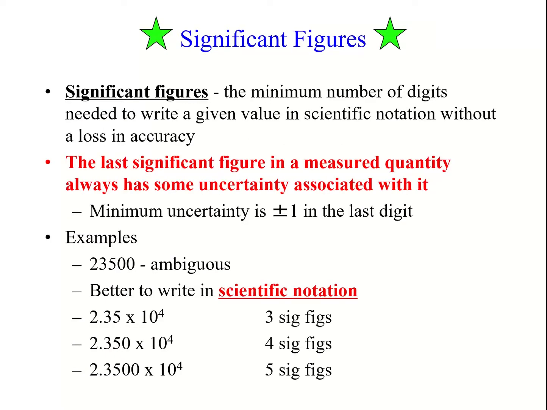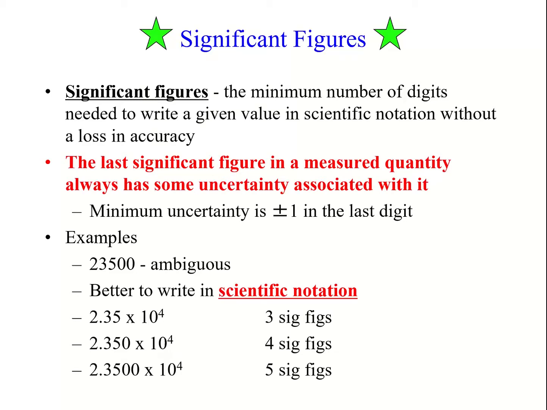And now let's review rules for significant figures. Significant figures is the minimum number of digits needed to write a given value in scientific notation, without a loss in accuracy. We always report digits with a minimum uncertainty of plus or minus 1. For very large numbers, it's always best to use scientific notation.